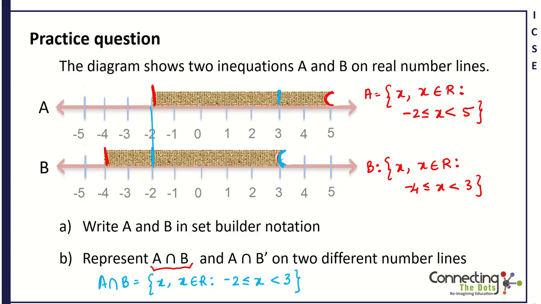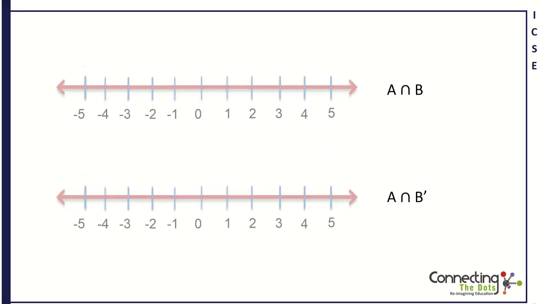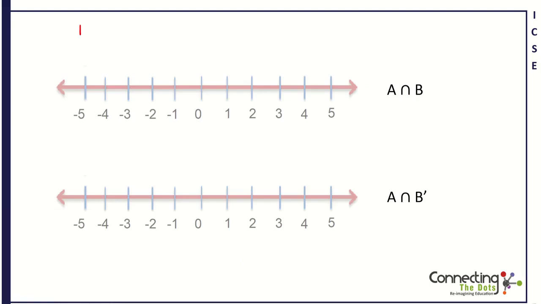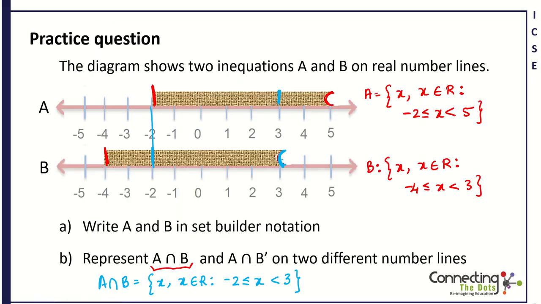So now the important thing before we answer the last question, A intersection B naught, is to recognize what B naught is, or B dash is. What is B dash? So let's write B dash here. If you look at B, you should be able to answer what B dash is. Everything that B is not. So it can be this part of the number line, which is less than negative 4, or this part of the number line, which is greater than or equal to 3.